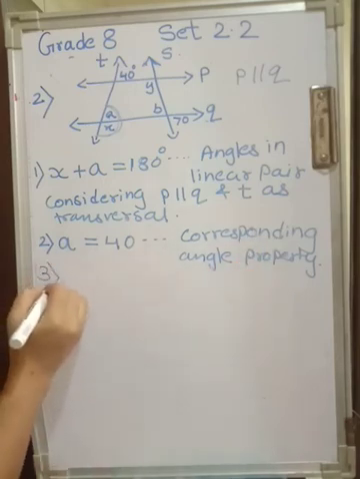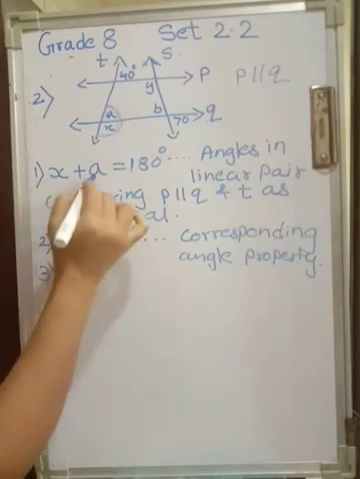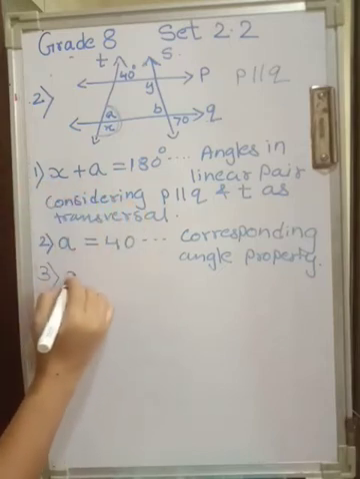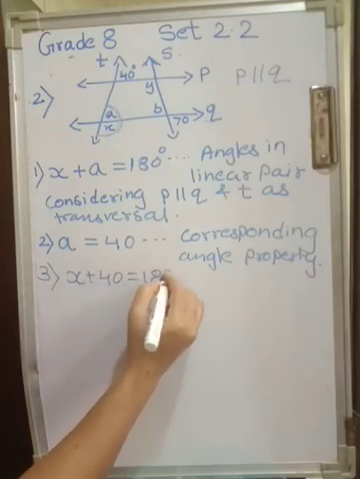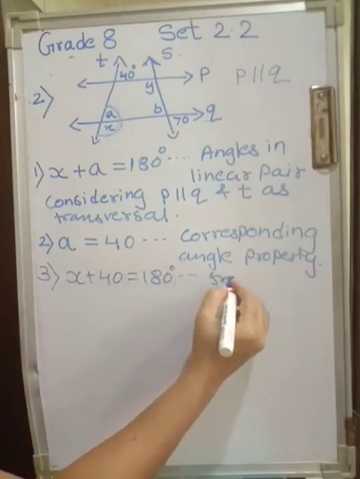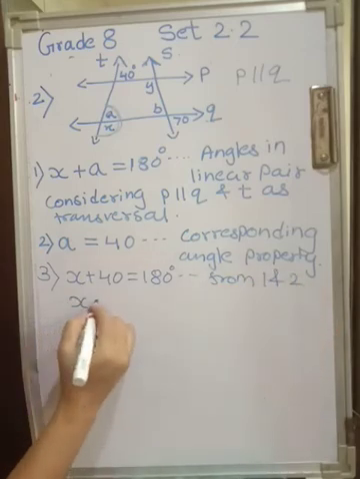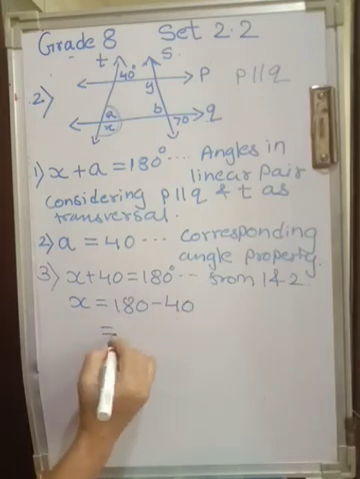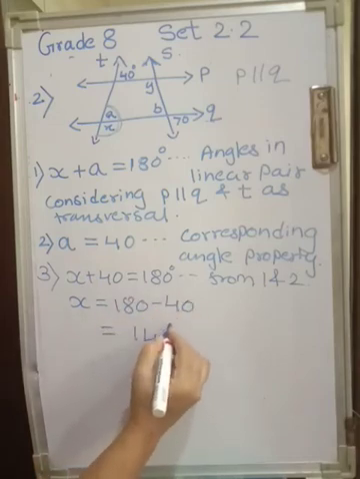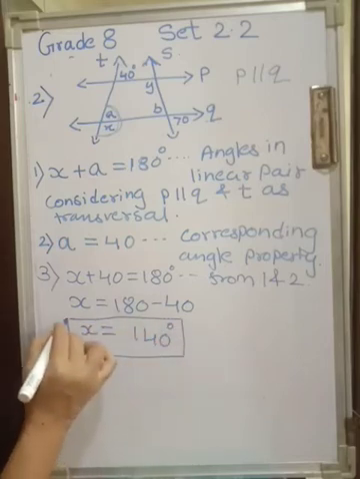Now from 1 and 2, what you can write? For A, I can substitute 40 over here. For A, so what I will write? X plus 40 is equal to 180. This comes from 1 and 2. Okay, so what you have x? X is 180 minus 40, which is equal to 140 degrees. That is what we got value of x.